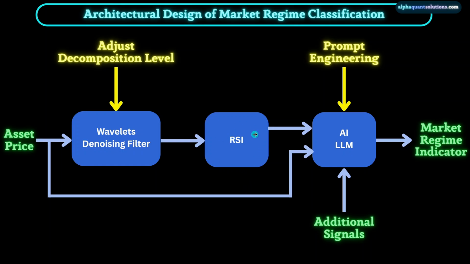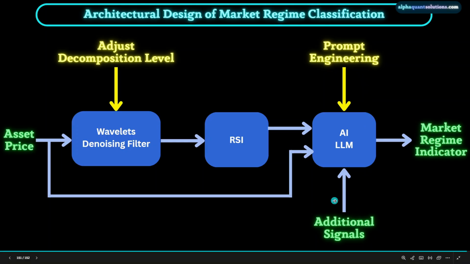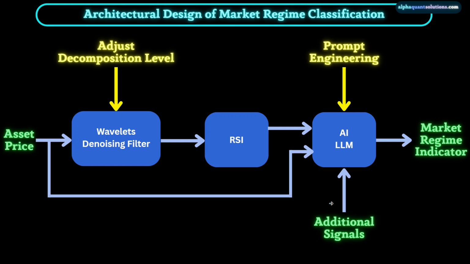Now, the output of the RSI will be a figure, an image. We will use that also in combination with the asset price time series data as a figure. We will upload both of those figures to ChatGPT, which is an AI, artificial intelligence large language model. And with that, we will show you some specific prompts that we will input to ChatGPT. We could also add additional signals, like, for instance, the VIX index, volatility index. And the answers of ChatGPT will help us derive a market regime indicator.